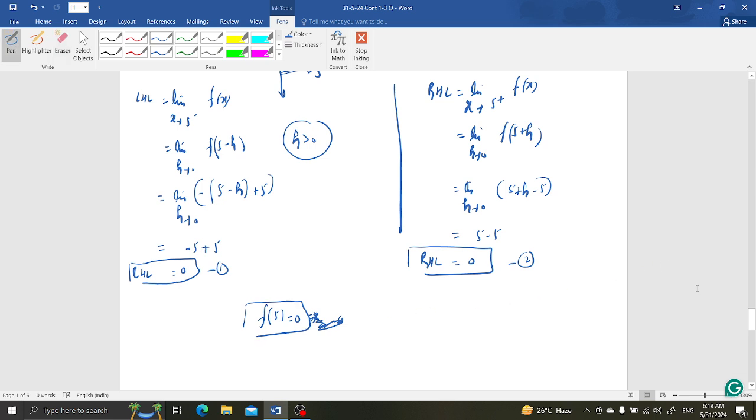So before 5 it is continuous, after 5 it is continuous, at 5 it is also continuous, and the function is continuous throughout the complete domain, that is complete R. I hope you understand all these three questions.